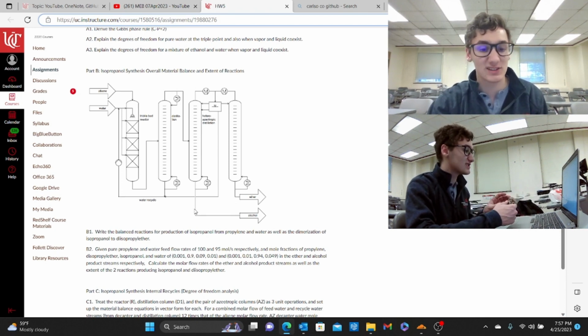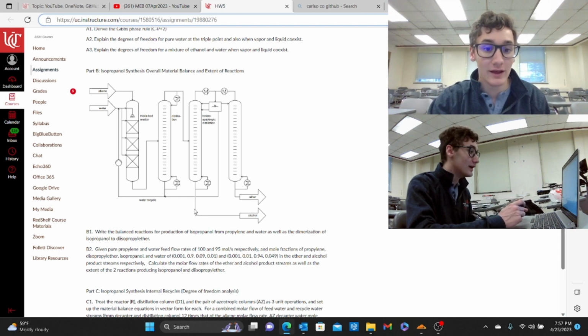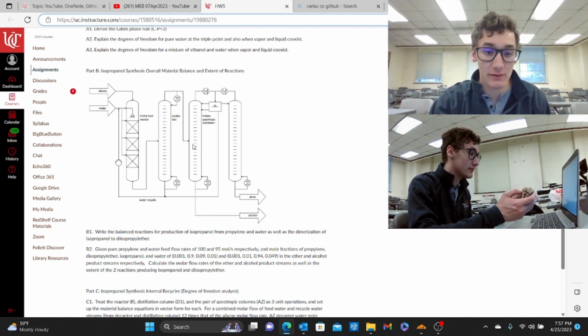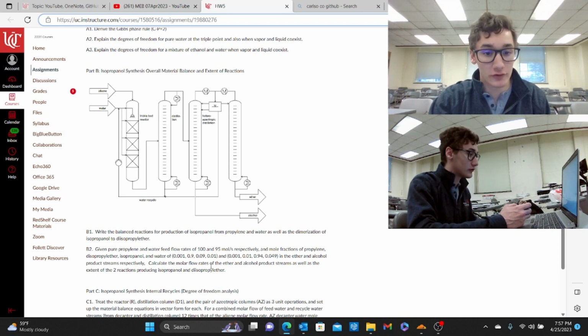This reaction creates two different products. It creates an ether and an alcohol. So in this third chamber is where our alcohol drains out. And our fourth chamber, after it goes through distillation again, is where our ether actually ends up coming out.